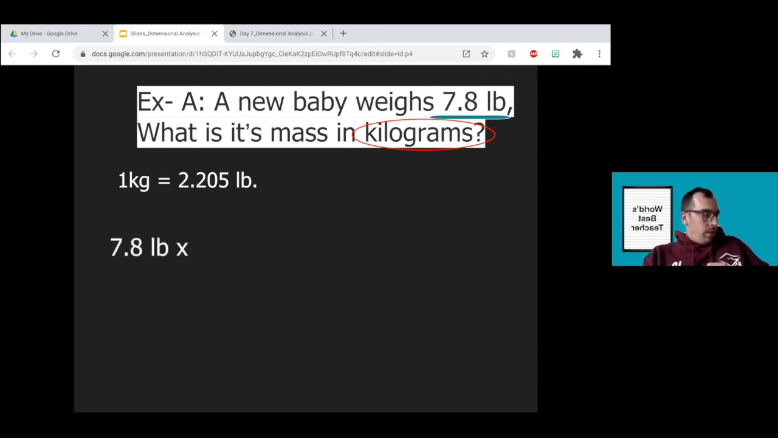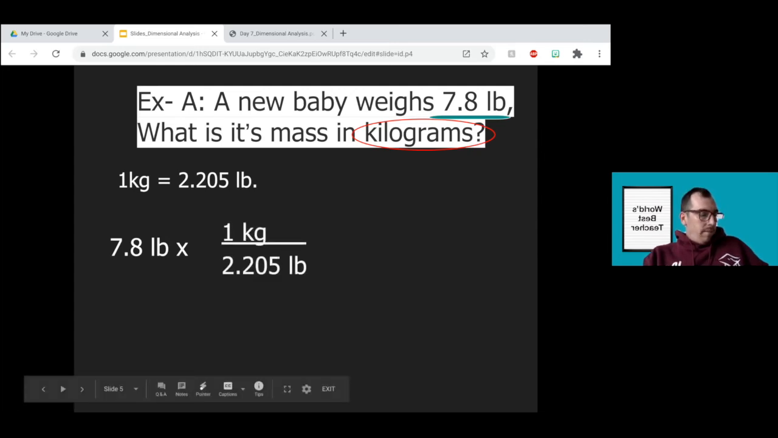So we set up our known unit, and we're going to multiply this by the conversion factor, 1 kilogram per 2.205 pounds. And when we put that in our calculator, we're going to get 3.5 kilograms.